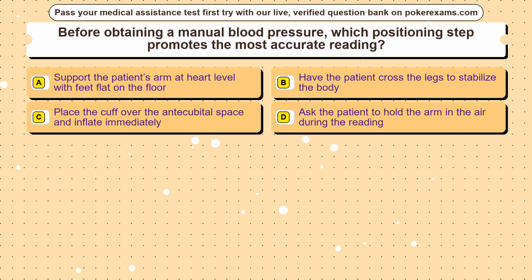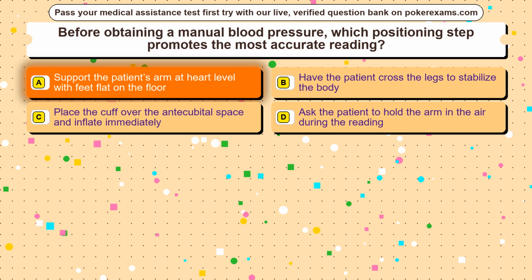Question 43. Before obtaining a manual blood pressure, which positioning step promotes the most accurate reading? Option A. Support the patient's arm at heart level with feet flat on the floor. Option B. Have the patient cross the legs to stabilize the body. Option C. Place the cuff over the antecubital space and inflate immediately. Option D. Ask the patient to hold the arm in the air during the reading.